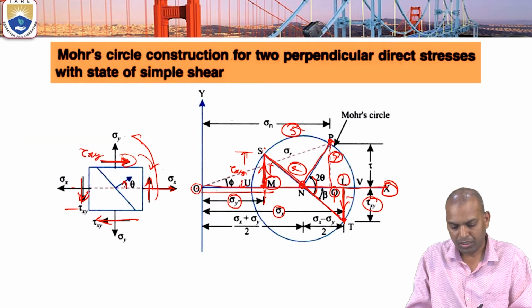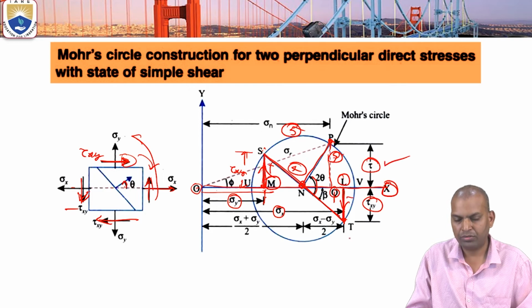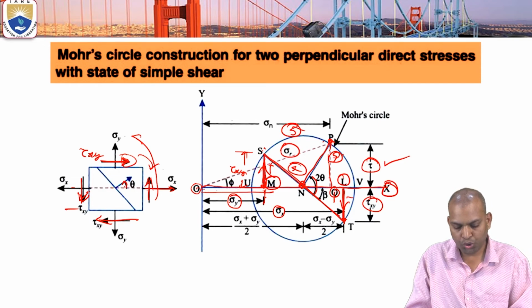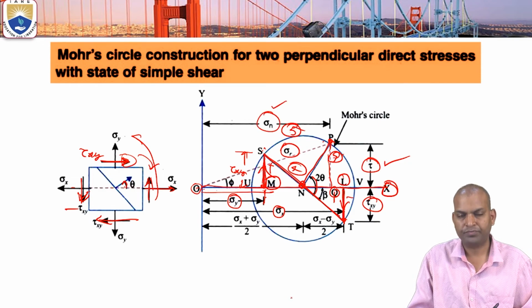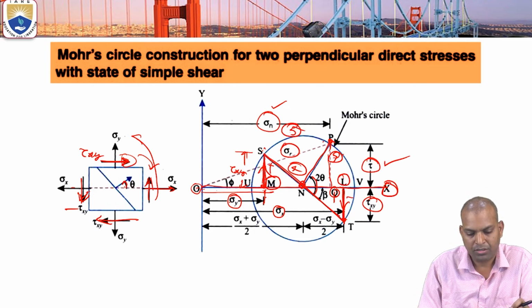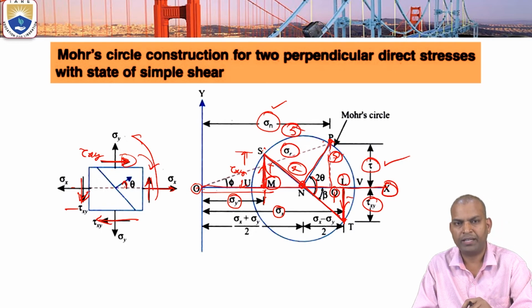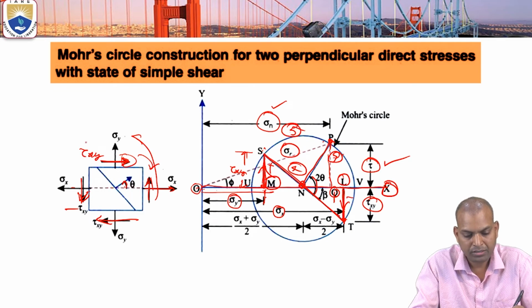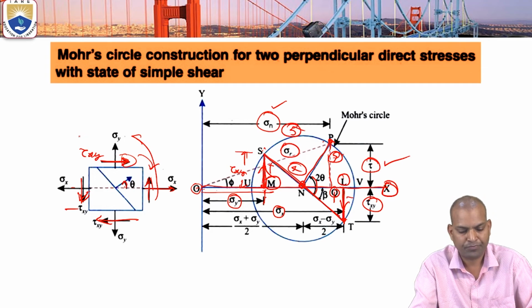This PQ gives the tau value, OP gives the sigma r value, and OQ gives the sigma n value. So it is a 7-step procedure to draw the graphical method, or Mohr circle method, to find out sigma n and shear stress tau. That is called the Mohr circle method.